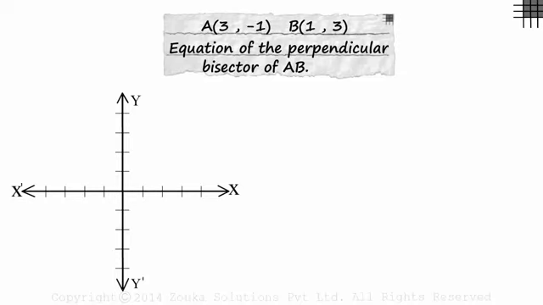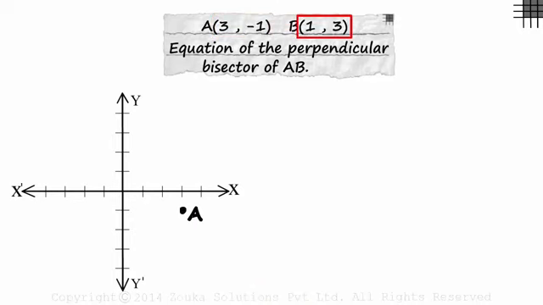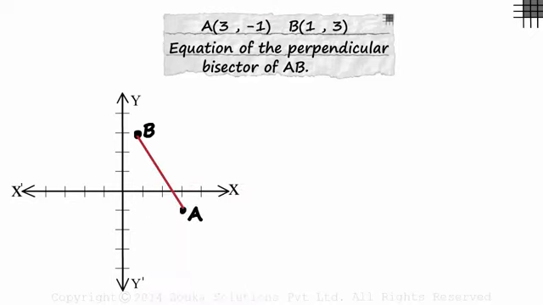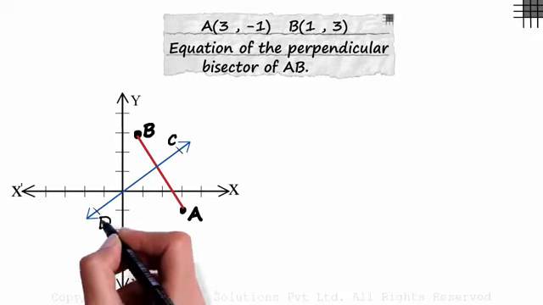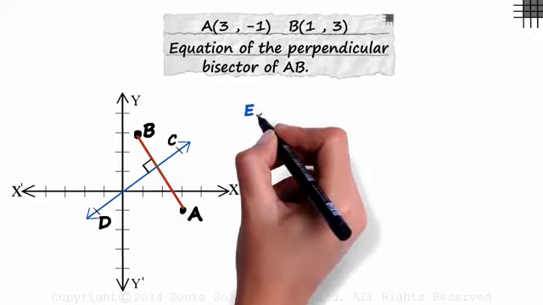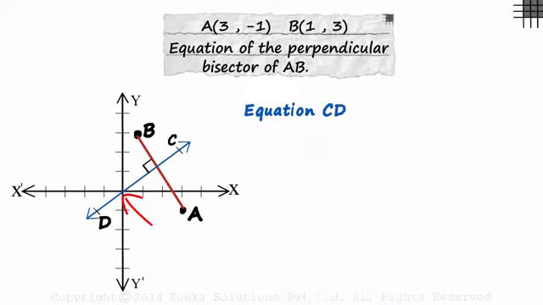First, let's plot the 2 points on the coordinate plane. 3, -1 will be here and 1, 3 will be this point. Let's join points A and B. Its perpendicular bisector will look a bit like this. Let's call it CD. CD is perpendicular to AB and it will also bisect AB. Now we've been asked to find the equation of this blue line, the equation of line CD.